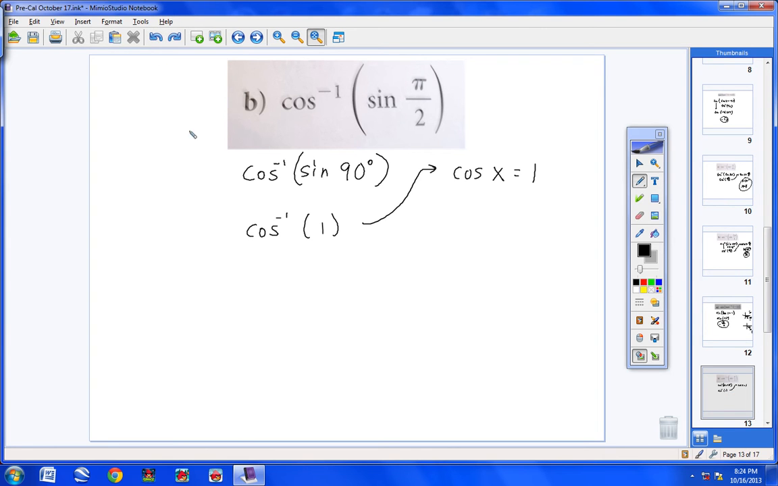So now I've got to use my calculator. I've taught you, whenever you're looking for an angle, you hit second, in this case cosine. This will pop up with a parentheses. Then type in 1 and hit enter. When you do that, you will get out 0. So the answer is 0 degrees, or 0 radians is fine also.